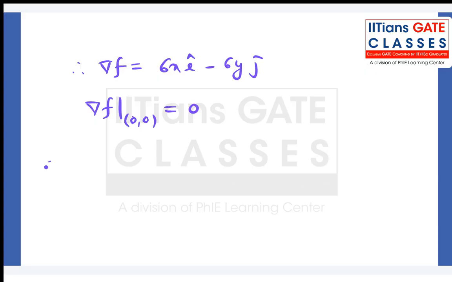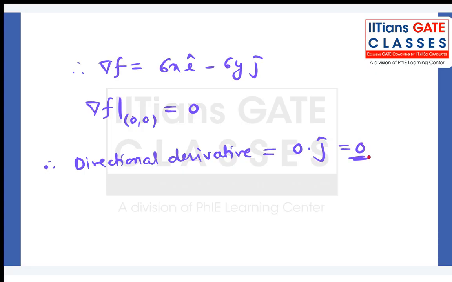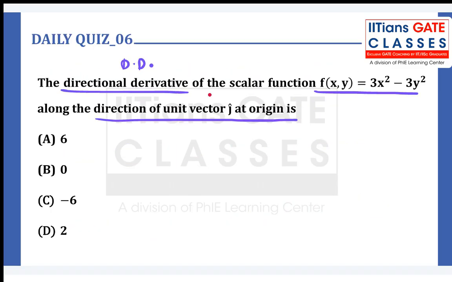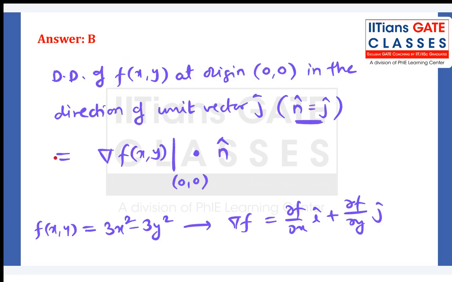So therefore your directional derivative, because if you take the dot product of 0 with anything, let's say j cap or anything, it is still 0. So the directional derivative is 0 in this case, because the gradient of that function evaluated at origin is 0. So your final answer is also 0, and that is your option B. And that is also true as per your answer key. So these are some of the questions, and I think this is the last one.